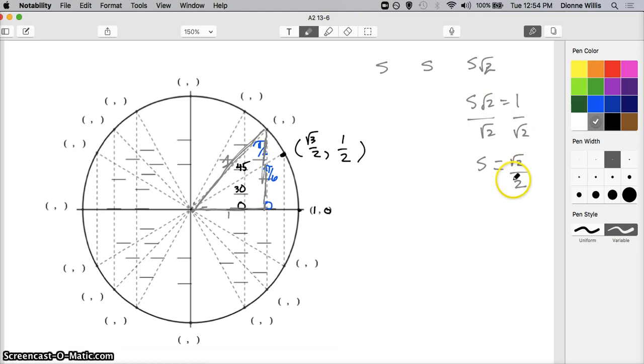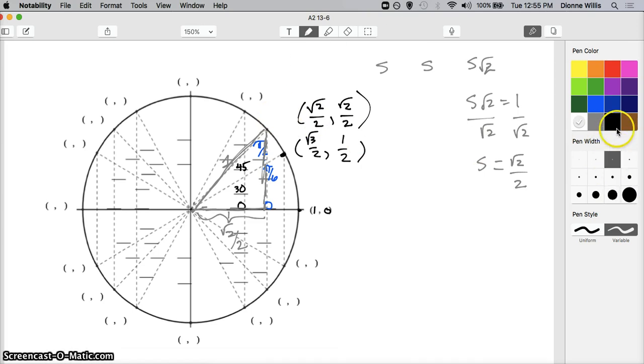You know what I did? I rationalized the denominator by multiplying top and bottom by root 2. And therefore, both of these sides would be root 2 over 2 and root 2 over 2. So what's that going to mean for us? That means that our point here is (root 2 over 2, root 2 over 2). I'm going to do this whole first quadrant in this way, and then we'll talk about how it relates to the rest of the picture, okay?